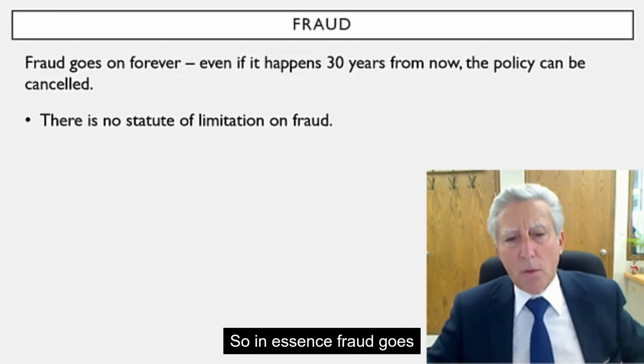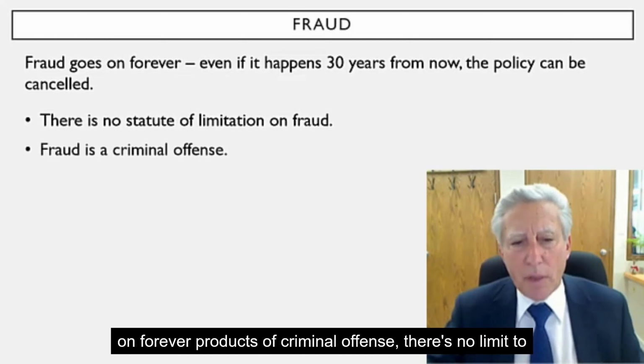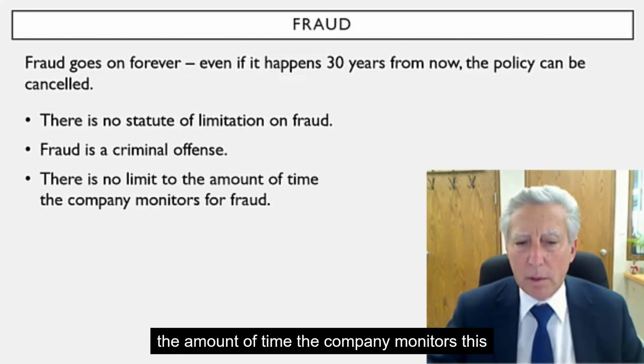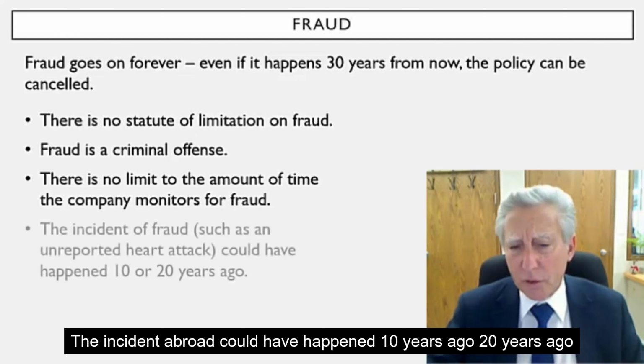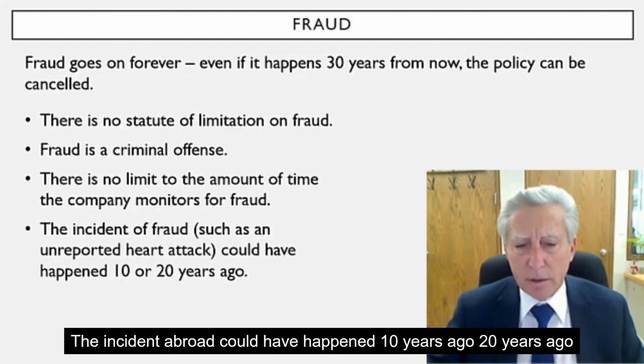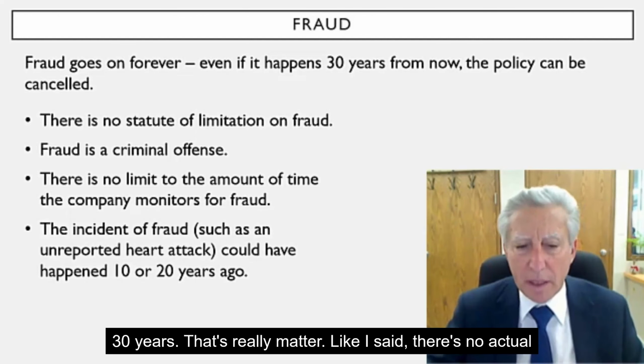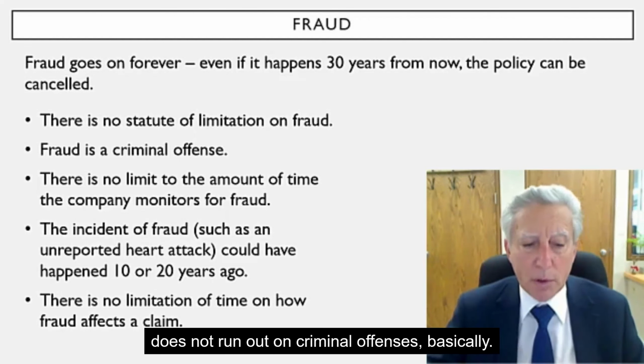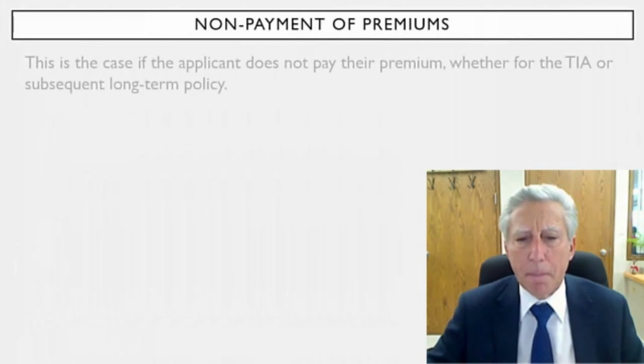Okay, so in essence, fraud goes on forever. Fraud is a criminal offense. There's no limit to the amount of time the company monitors this. The incident of fraud could have happened 10 years ago, 20 years ago, 30 years. Doesn't really matter. Like I said, there's no actual limit to the time because time does not run out on criminal offenses. Is basically okay.